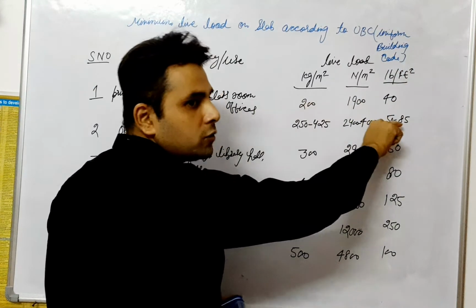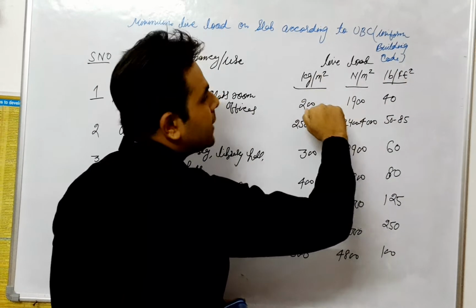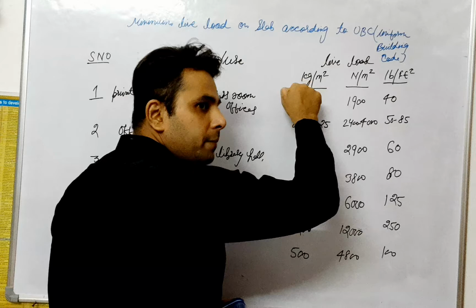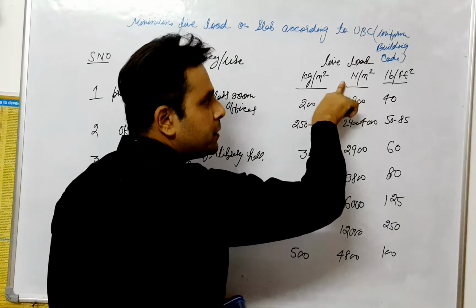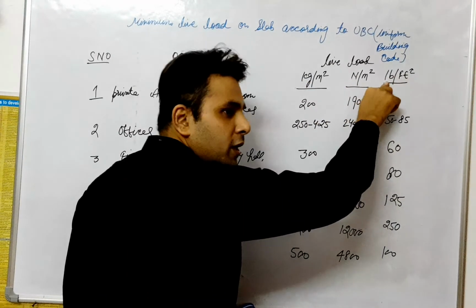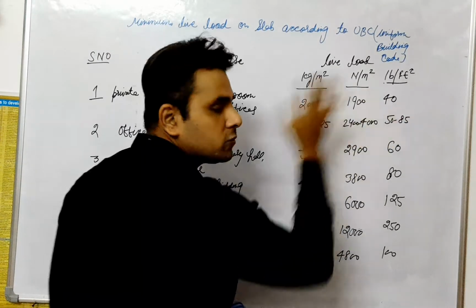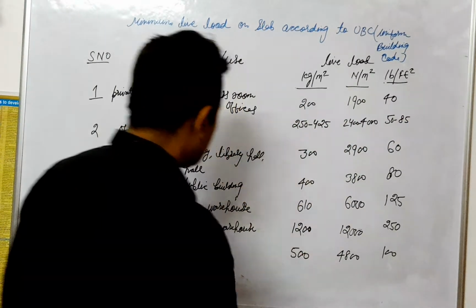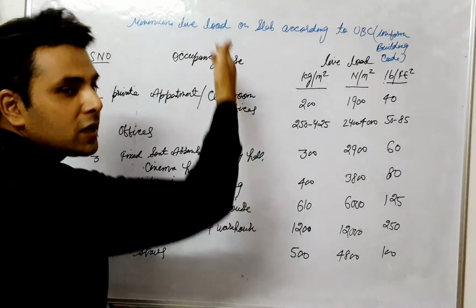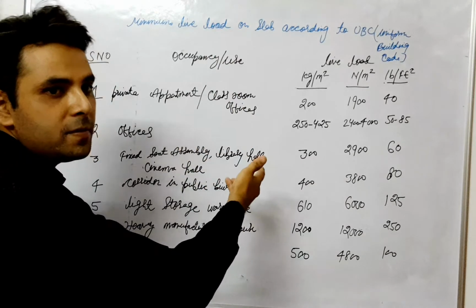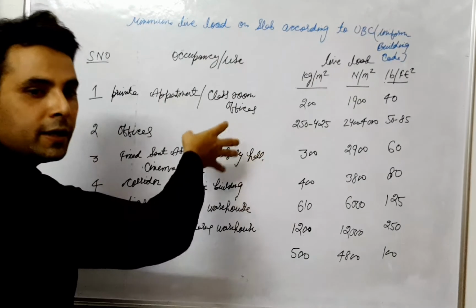It depends upon yourself in which unit you are going to design. Either you are going to design in kilogram per meter square or Newton per meter square or pound per square feet. According to that, you have to choose the value. This one or this one, any one. Clear? So this is the process to find out the live load on slab according to the Uniform Building Code.